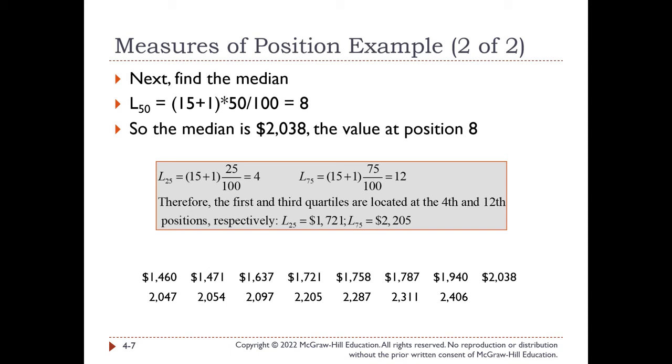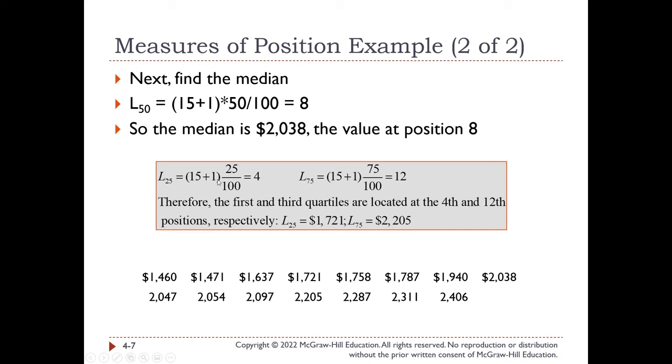So, it happens. I'm like, yeah, 1/2. All right. So the median ends up being 2,038, which is the 8th position. 1, 2, 3, 4, 5, 6, 7, 8. This is why you had to sort from least to greatest.